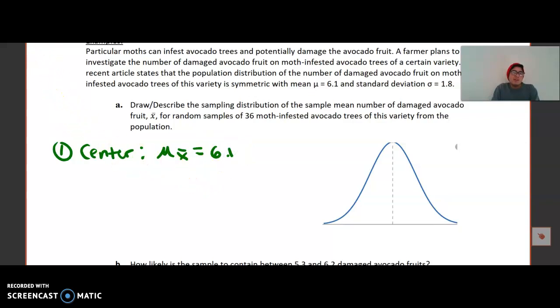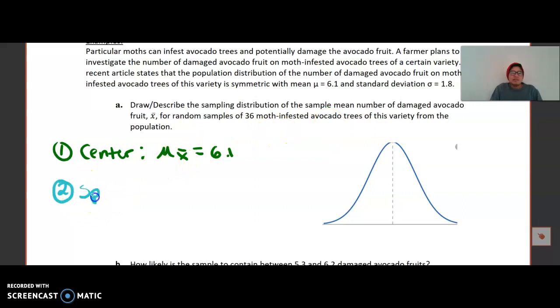Now, we can assume that it's 36 moth-infested avocado trees. I believe it's reasonable to assume that there's at least 360 moth-infested avocado trees in this population, or else why would we be trying to find a cure? If it wasn't a problem, we wouldn't be looking for a solution. So I think it's safe to assume there's at least 360 moth-infested avocado trees of this variety.